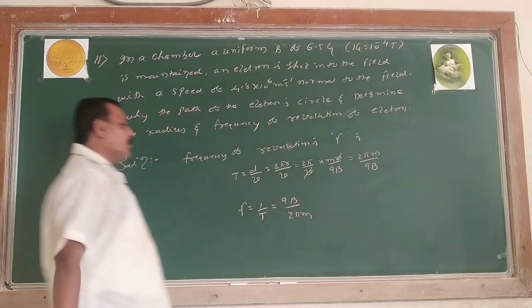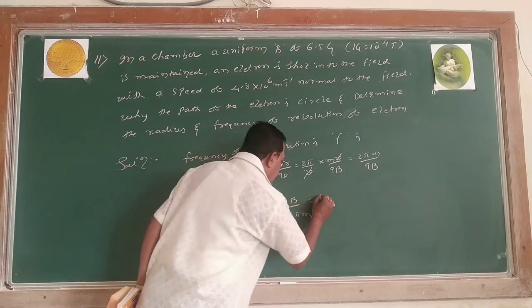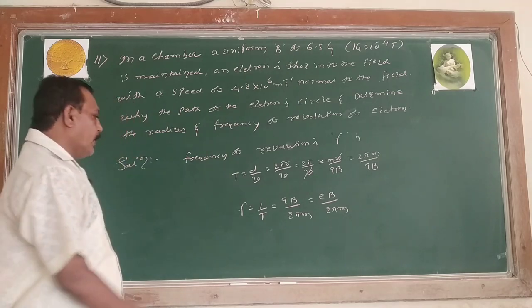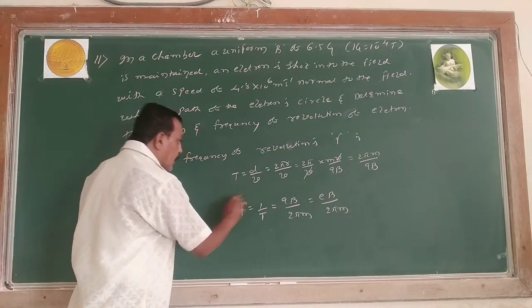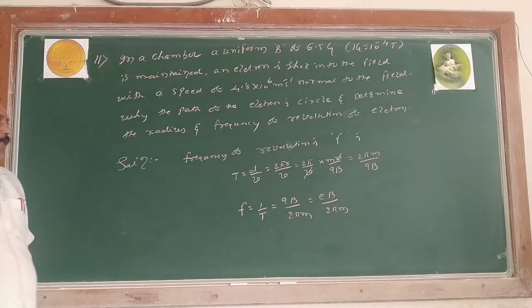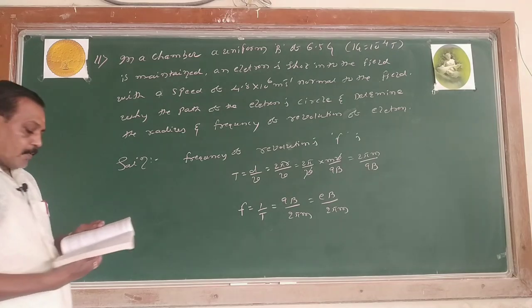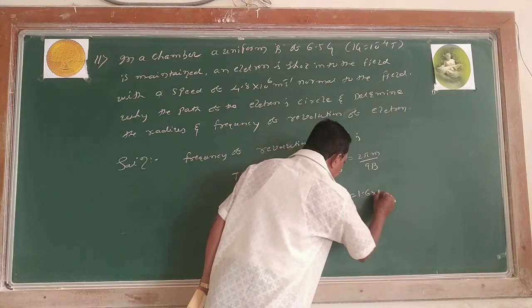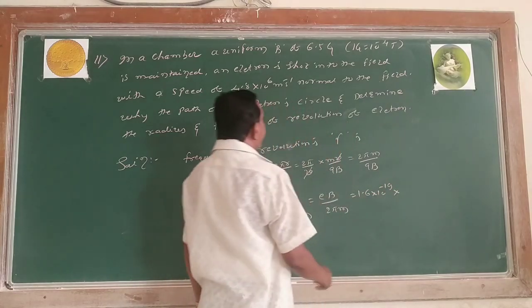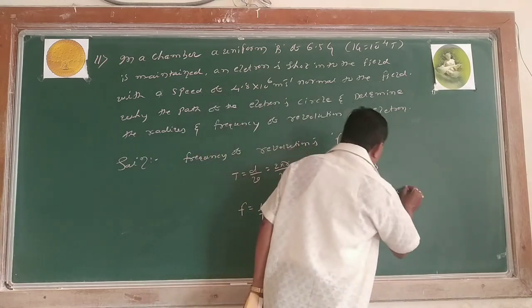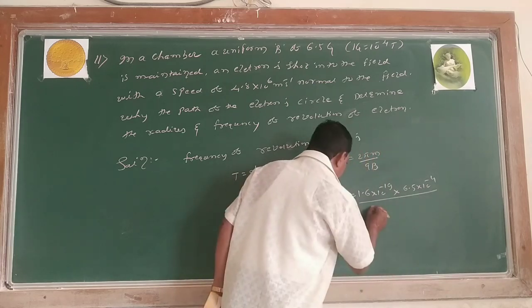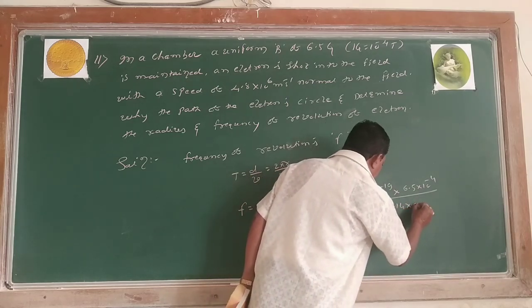q is nothing but the charge of the electron, so f equals eB divided by 2 pi m. The frequency of revolution is independent of the speed of the electron. So then you substitute the values. e is 1.6 into 10 to the power of minus 19 coulomb, magnetic field 6.5 into 10 to the power of minus 4 Tesla, 2 into 3.14, mass of the electron 9.1 into 10 to the power of minus 31 kg.